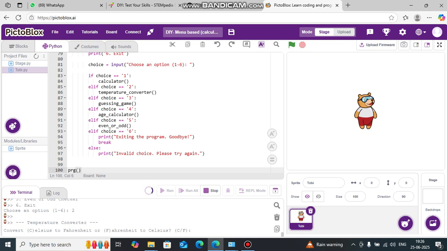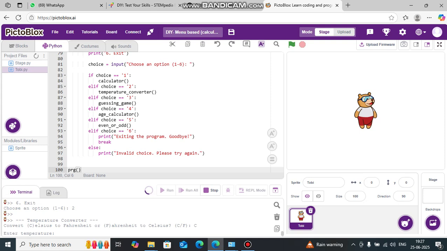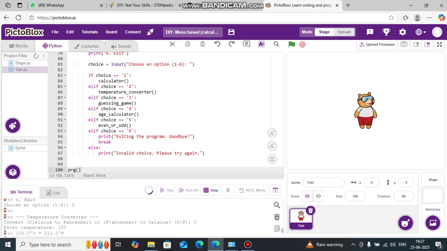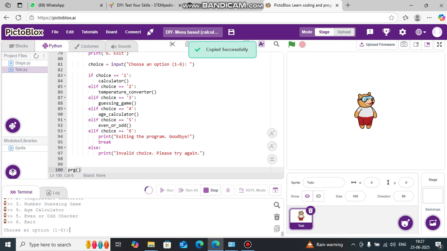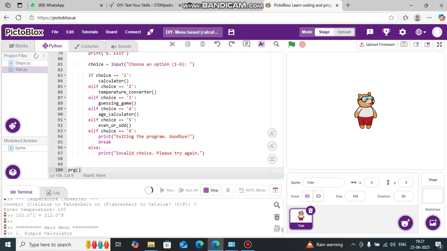Like for 2, we call the temperature converter function. Now, it is asking whether we want to convert Celsius into Fahrenheit or Fahrenheit into Celsius. Suppose we choose to convert Celsius to Fahrenheit. Now it's asking for the temperature, so I'm entering 100 over here. So it has automatically converted the Celsius into Fahrenheit. That is 100 degrees Celsius is equal to 212 degrees Fahrenheit.